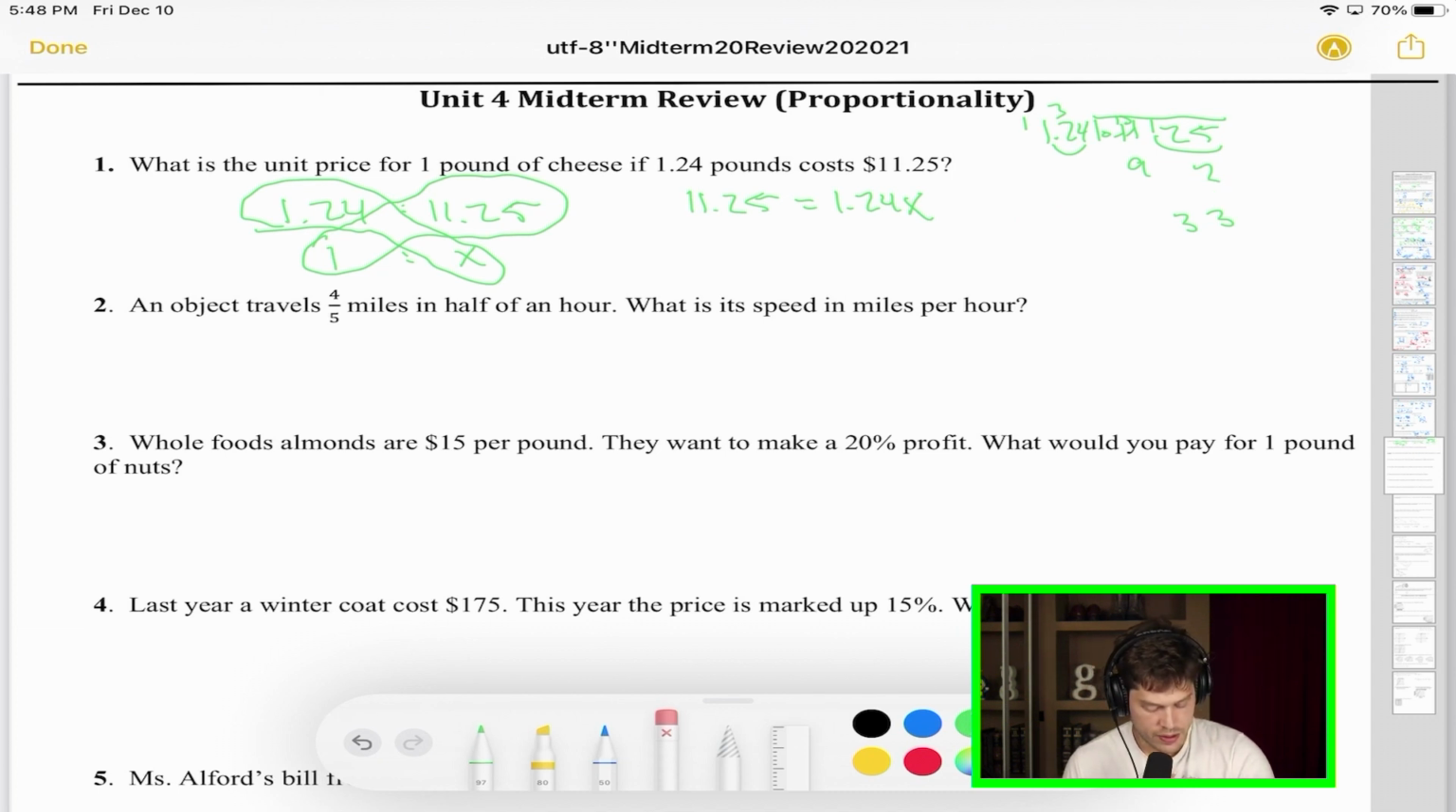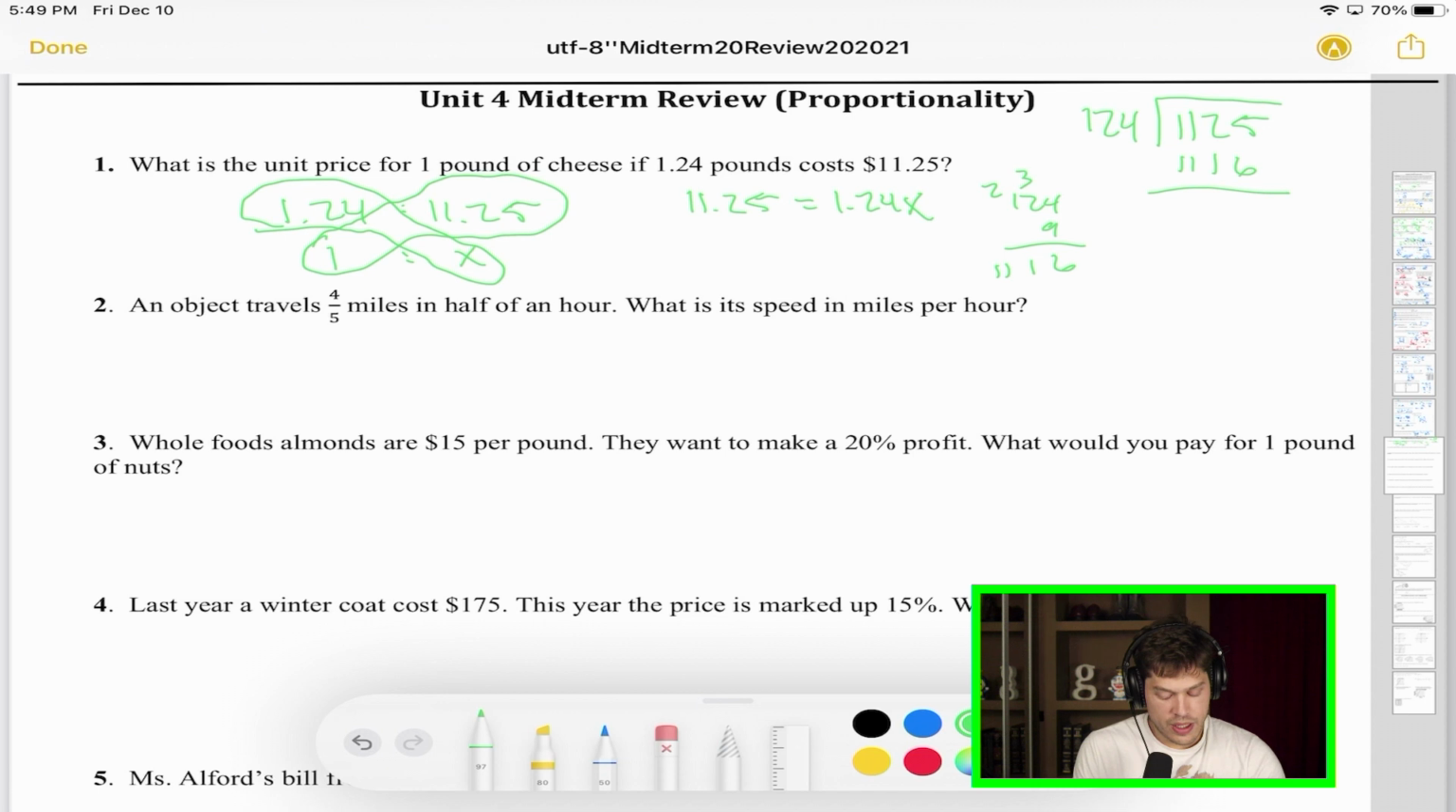So let's erase all of this. Let's clean it up. So again, we have 1125 divided by 124. And what is 124 times 9? 9 times 4 is 36. 18, 19, 20, 21. 9, 10, 11. So this is 1116. And then this is just 9 left over.